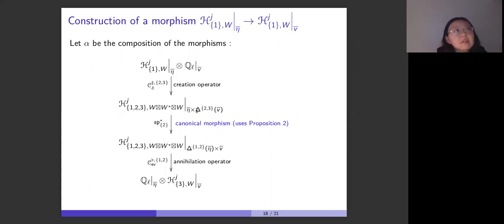So now we have the cohomology of the stack of shtukas with 3 legs on eta bar, V bar, and V bar. We can use the proposition we proved before to construct a canonical morphism which moves the second leg from V bar to eta bar. So this map, we don't touch the first leg and the third leg. We only move the second leg from V bar to eta bar.